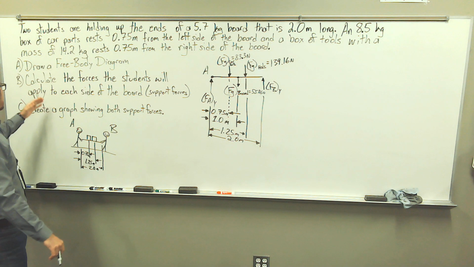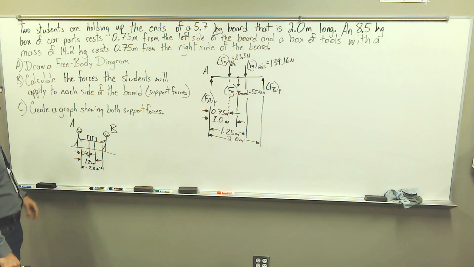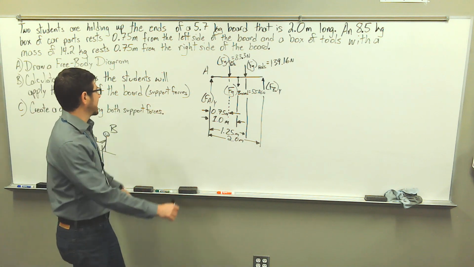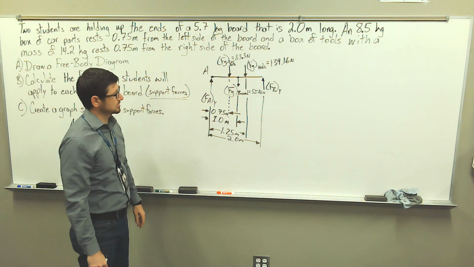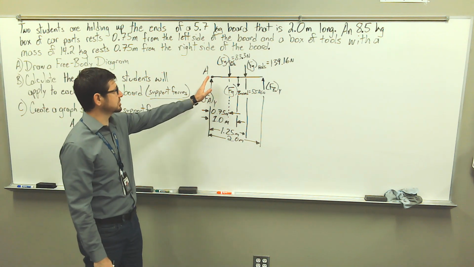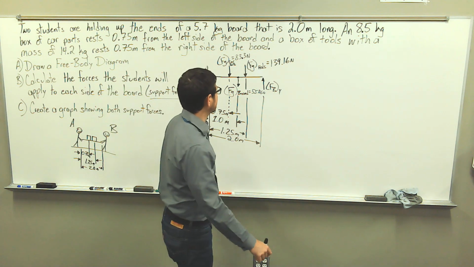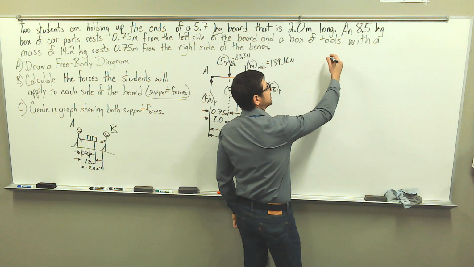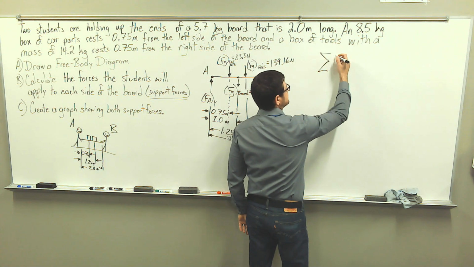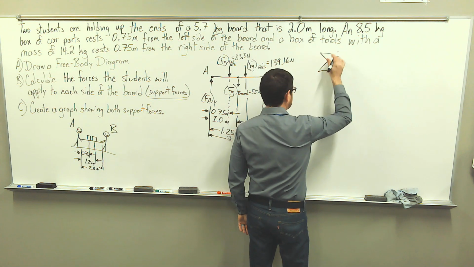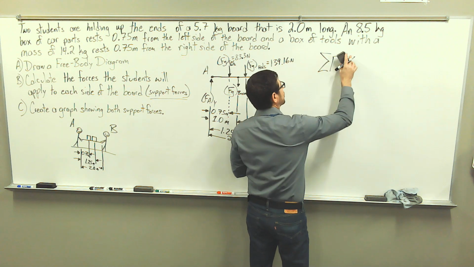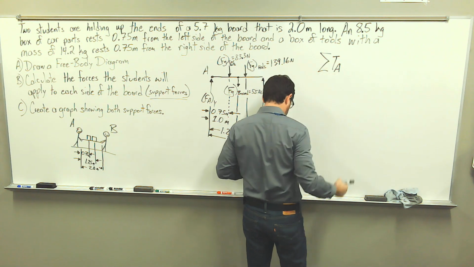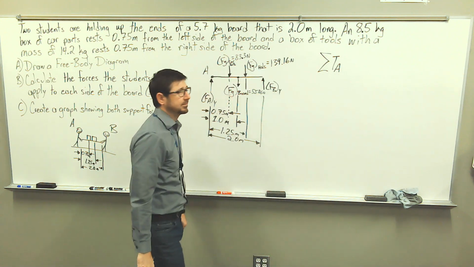Moving on, part B, calculate the forces the students will apply to each side of the board, and these are known as support forces, okay? So we're going to start at point A. Now, we're going to sum the torques about point A. So I'm going to use the capital Greek letter sigma, sum of the torques about point A. So sigma T sub A.